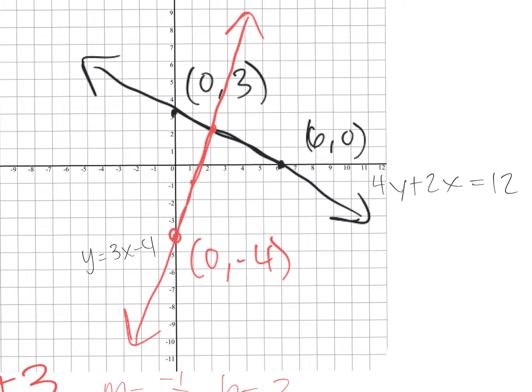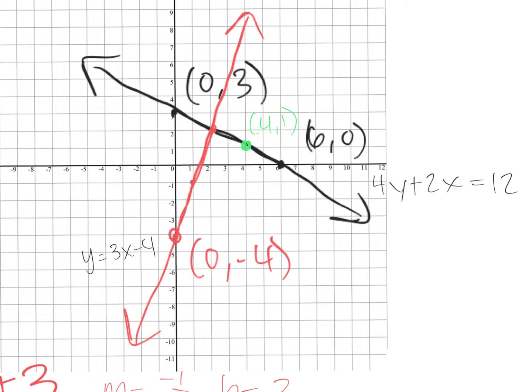Use a different color for this part. Pick a point on the black line that we have not already listed. Natalie? 4, 1. I love it. Put a point there and label that point 4, 1.